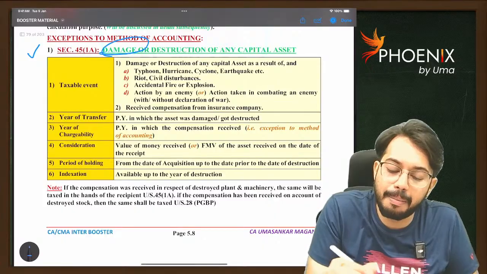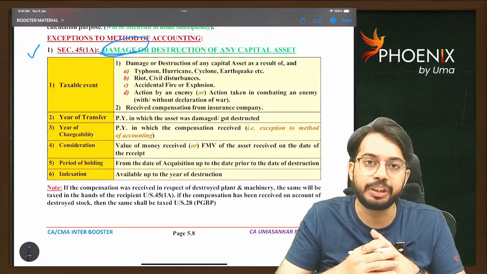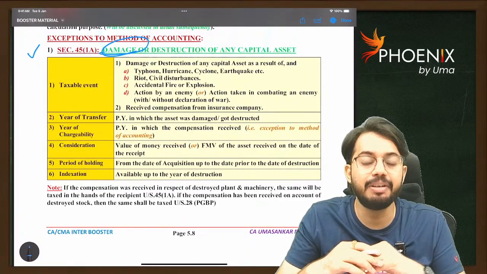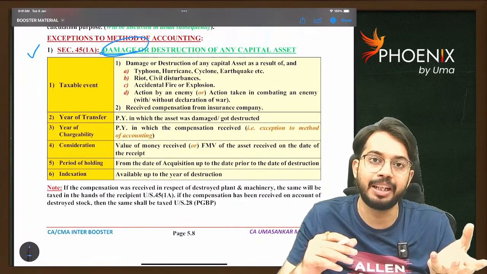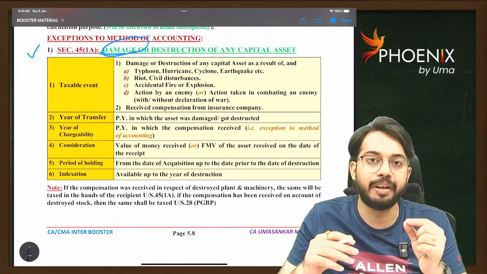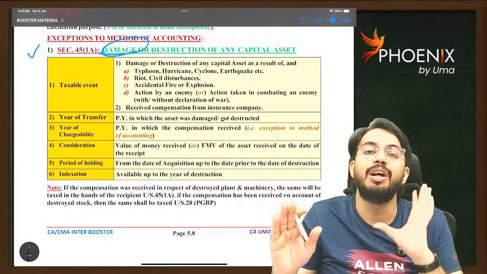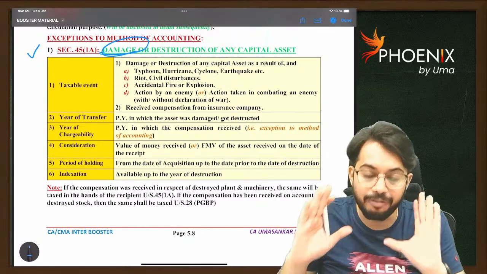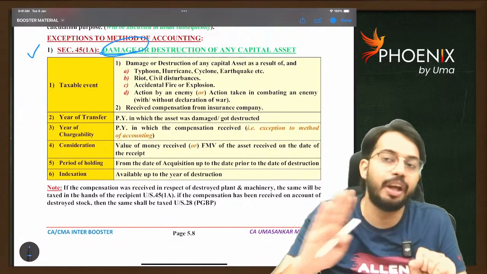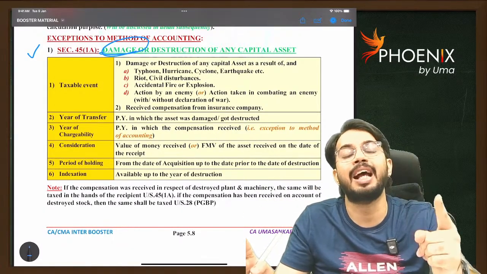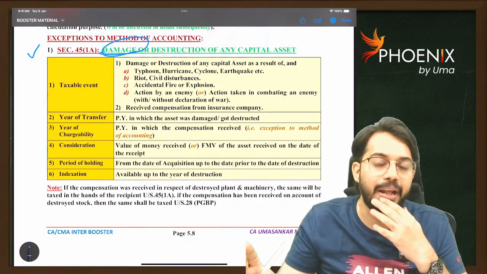First example, damage or destruction of capital asset. See, building got collapsed. You got insurance compensation. Whatever the insurance compensation that you have received, that will be taken as full value of consideration. So whenever there is damage of capital asset, year of transfer is not year of destruction. Year of transfer is year in which you are receiving the compensation. So capital gains are taxable not in the year of damage or destruction, but in the year in which the compensation is received from insurance company. Are you able to understand?